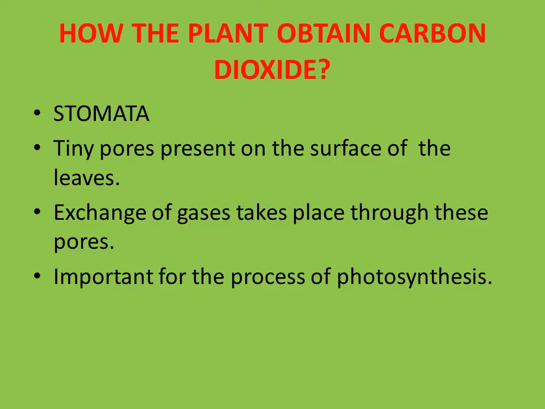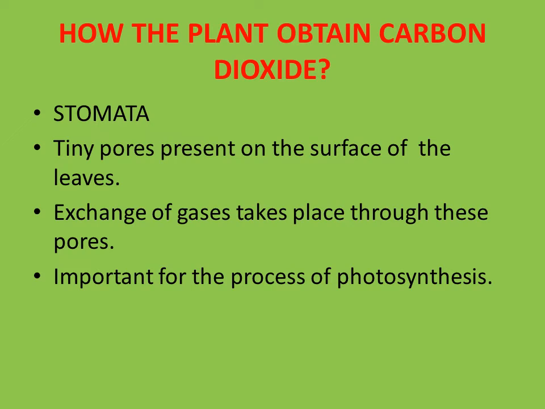Next, moving further, how do plants obtain carbon dioxide? Now, how do plants take carbon dioxide? Humans exhale carbon dioxide. Now, who takes up the carbon dioxide for the plants? The answer to this question is stomata. You all have studied that stomata are tiny pores present on the surface of the leaves. The exchange of gases takes place through these pores only. Important for the process of photosynthesis. Stomata are very important for photosynthesis because they help in the exchange of gases.